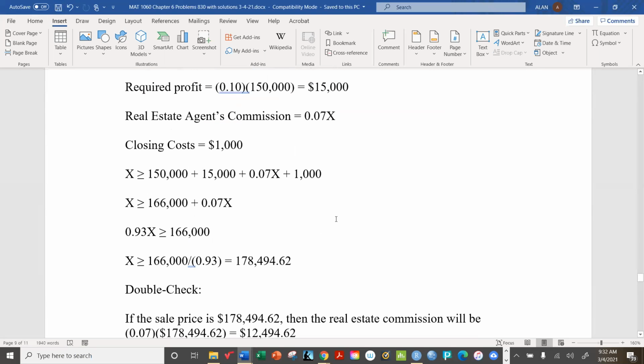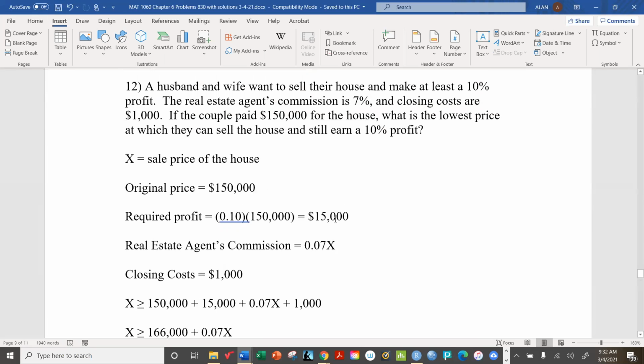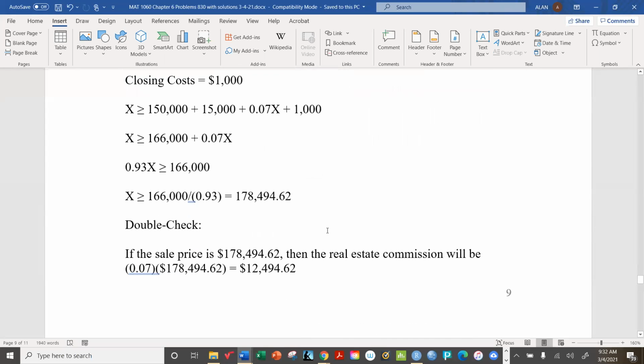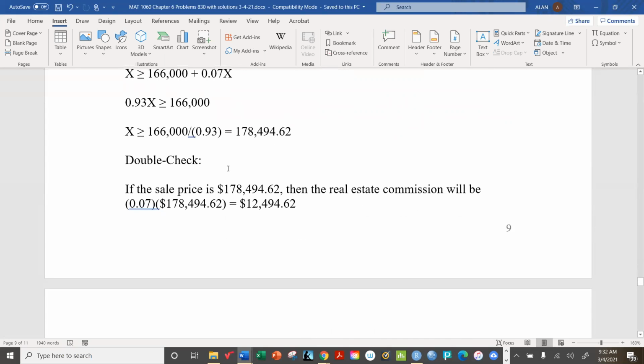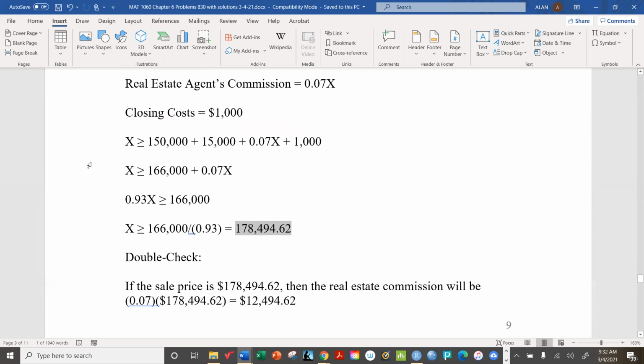All right, so that means we must have done this correctly. When the dust settles, the price is this number right here. They have to get at least this much to sell the house, cover their costs, and still make a 10% profit. Ultimately, it was just this relatively simple inequality that we were solving.